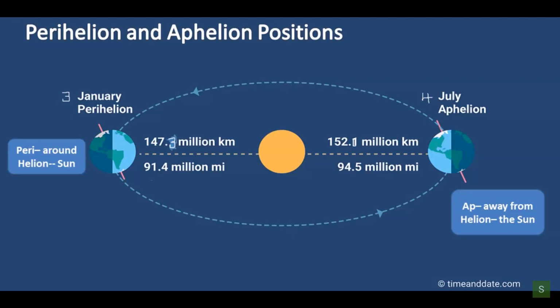On July 4th, the Earth is at its farthest point from the Sun, and it is said to be at aphelion, at a distance of 152 million kilometers. These differences in distance do cause some difference in the amount of the Sun's energy received by the Earth.